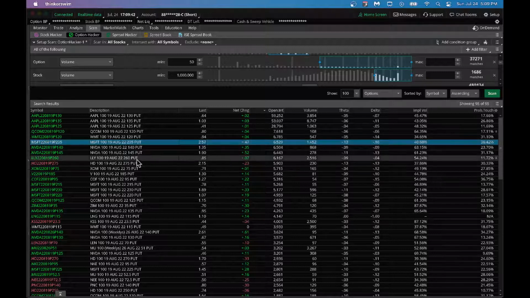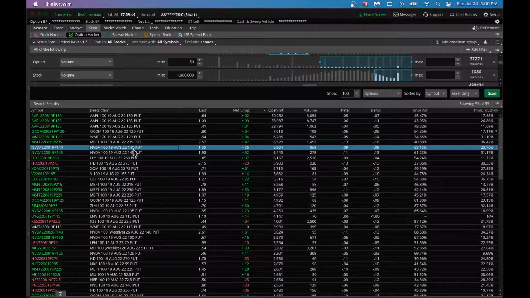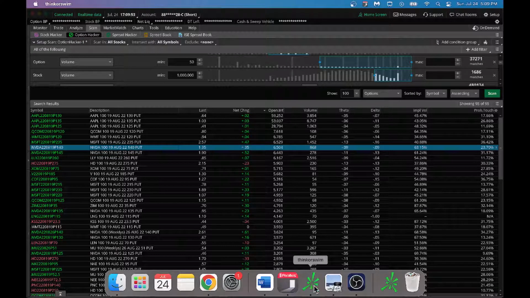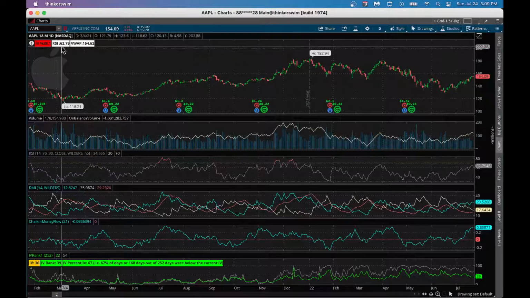I would go after Nvidia, which is one of my favorite stocks here. Look, probability of touch is 23%. You're making nice money here, $1.35. Let's take a look at Nvidia. Let's go into the Thinkorswim platform here and say Nvidia.